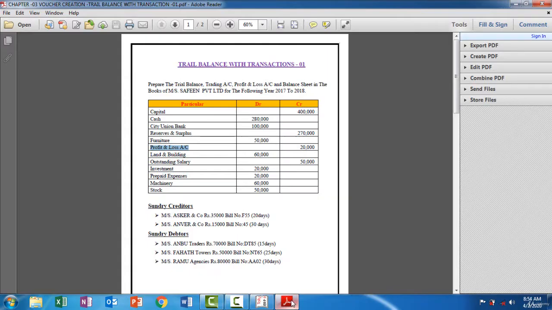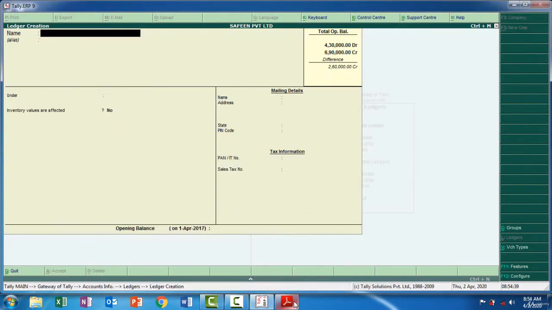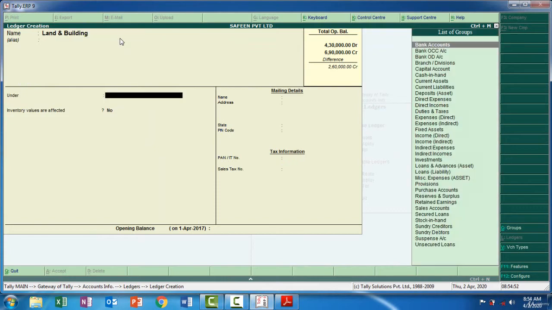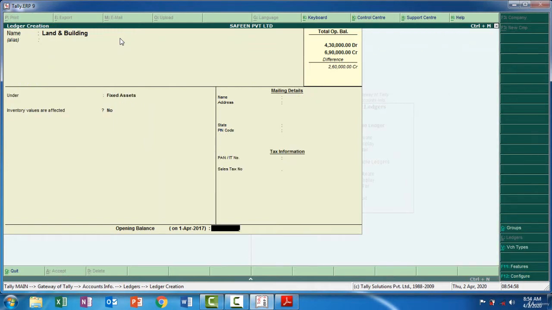The next one is land and building. Land and building is one of the fixed assets, so I'm going to create the ledger land and building under the fixed asset. The amount is 60,000.